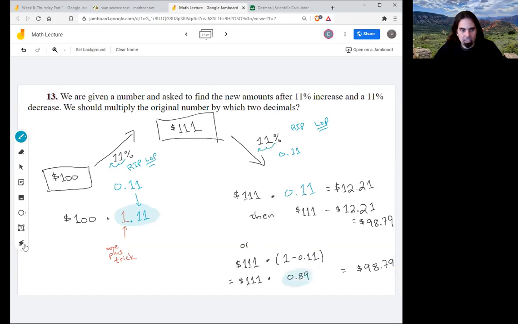So this problem is asking about the 1 plus trick and the 1 minus trick. And if that's not your favorite thing, that's okay. There's nothing on the GRE that's going to look just like this, so. I'm sorry, GED. I'm saying my wrong G test.